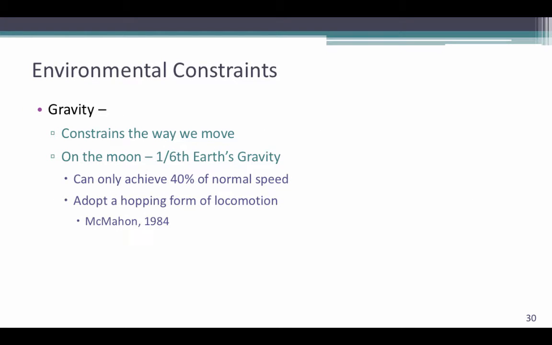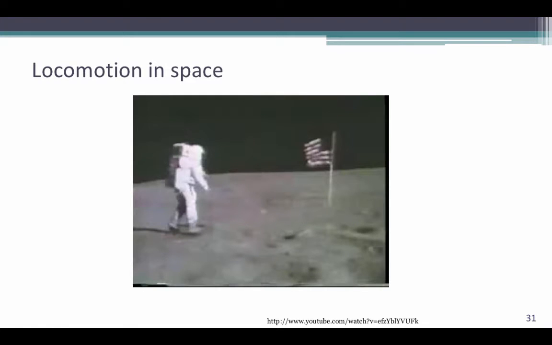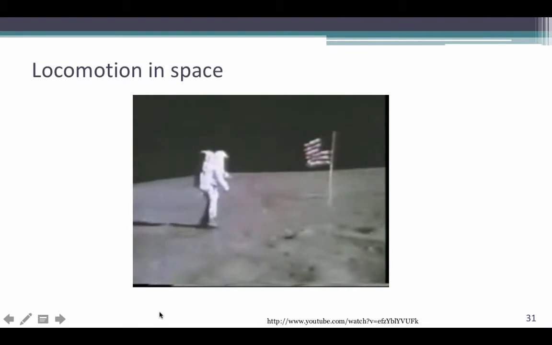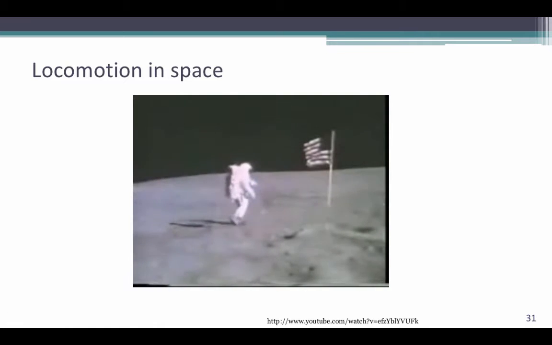Some of the environmental constraints that may affect walking include gravity. For example, since there's only 1/6 of the gravity on the Moon compared to Earth, astronauts tend to adopt a different gait pattern and prefer hopping as their primary form of locomotion when in space. Since there's less gravity, they do this weird hop thing instead of actually walking.